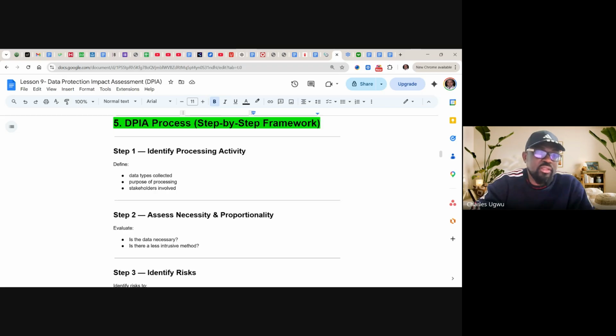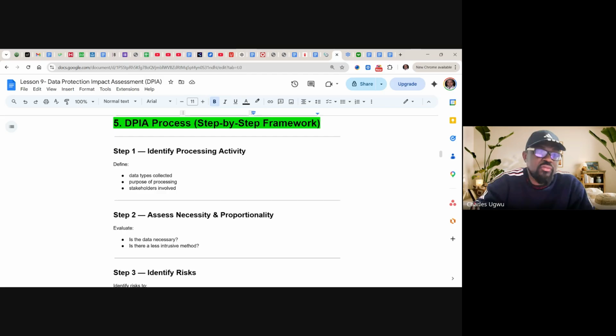Identifying the data. So the first thing, define the data type, the purpose of processing the data, and stakeholders involved. So what kind of data are we using? Why are we collecting this data? Who is involved? These are the three things we need to do under identification.